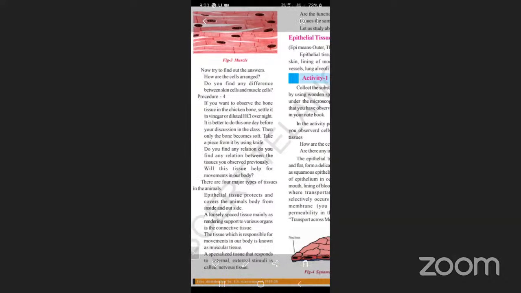As we discussed in the last class, there are four major types of tissues in animals. Here we are talking about animals because plant tissues are already completed. The first one is epithelial tissue. Epithelial tissue protects and covers the animal's body from inside and outside, like skin. From both sides it can protect, from the external environment and even the internal environment.